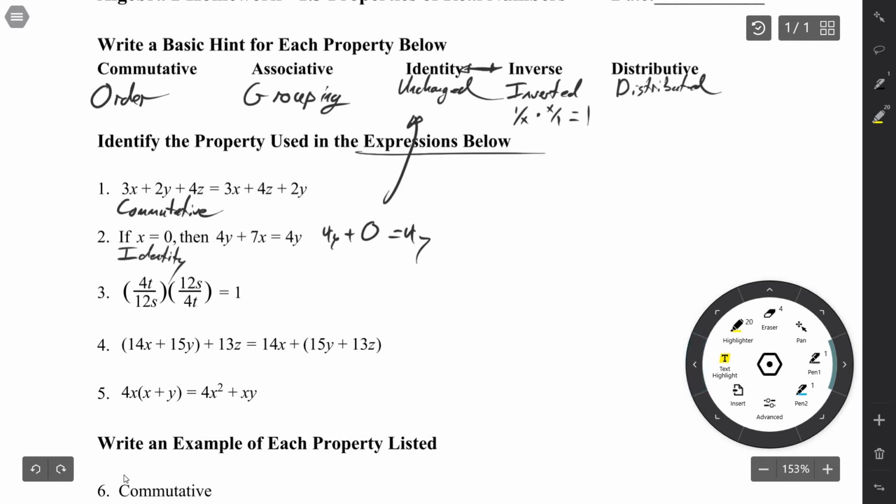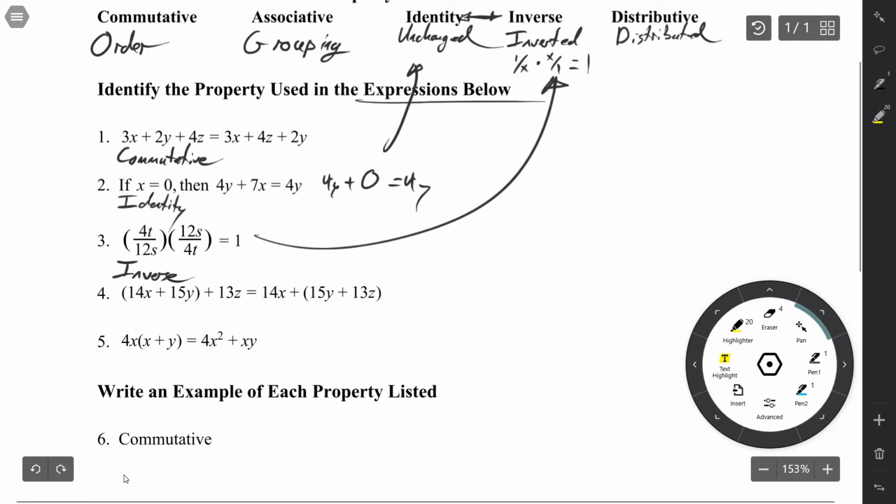And the one right below here, we have 4t over 12s times 12s over 4t equals 1. And that's a pretty direct example of what I wrote right here, the inverse property. So we're just looking at the inverse property.